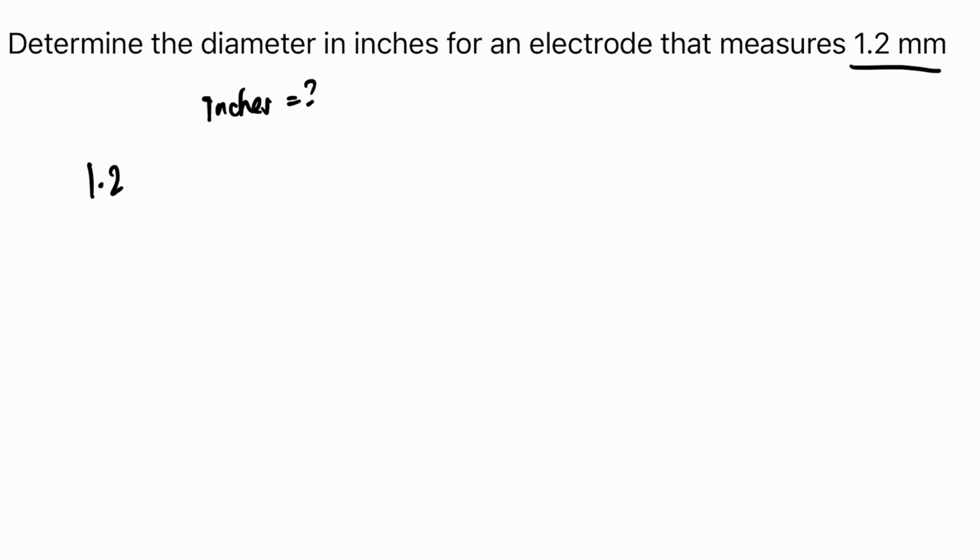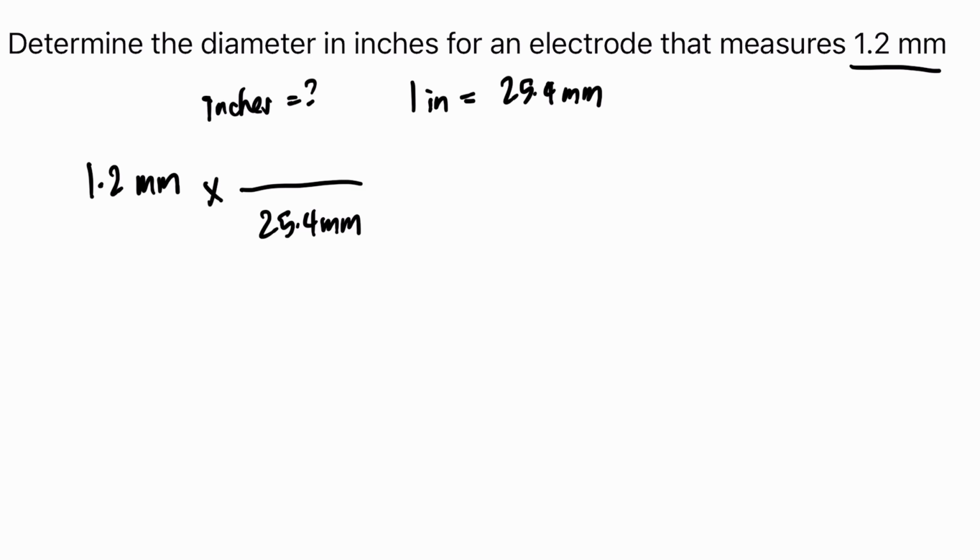So for 1.2 mm, you just need to multiply this by a conversion factor using the chart that I've shown earlier. If you don't remember that chart, you just need to remember this: 1 inch is equal to 25.4 millimeters. So 1.2 mm, you just divide that by 25.4 mm. You can cancel this unit, then have the numerator as 1 inch. So basically just divide 1.2 by 25.4. The answer here is 0.0472 inch.